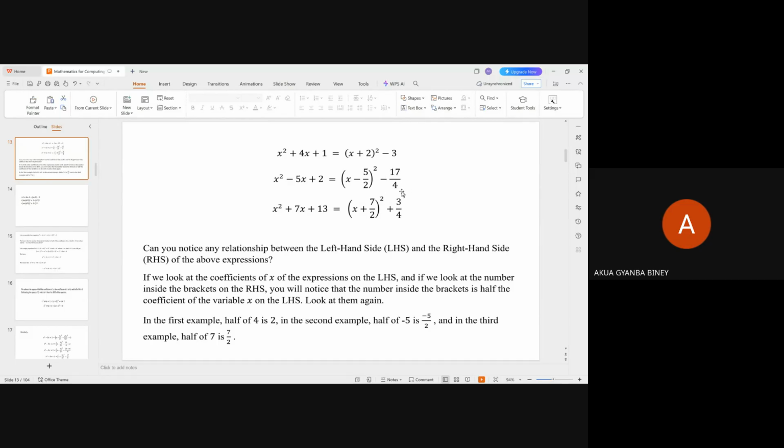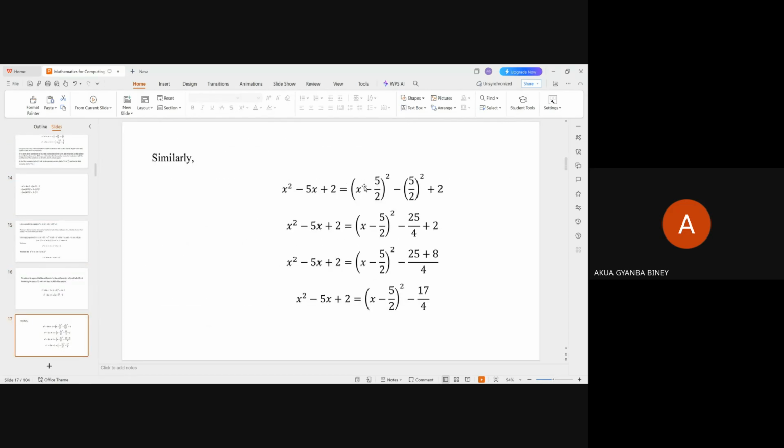How did we get this, or how did we go from the expanded version to this expression? So you have this, and realize that what we did was take the b, in this case it is minus 5. So we have x minus 5 over 2 all squared, getting the first part. Then the same 5 over 2, square all of that, subtract it, plus this 2.